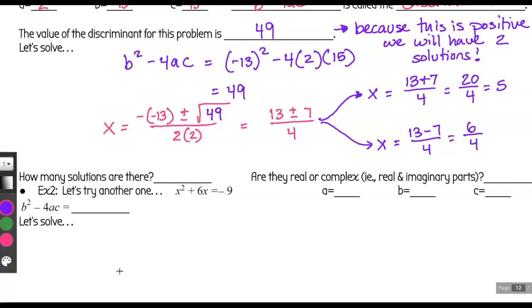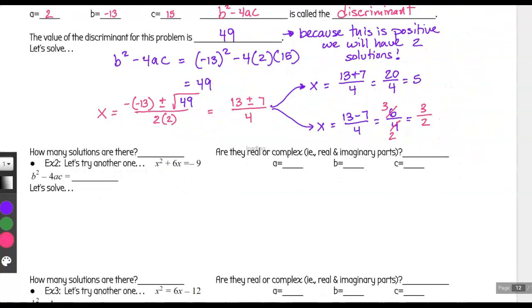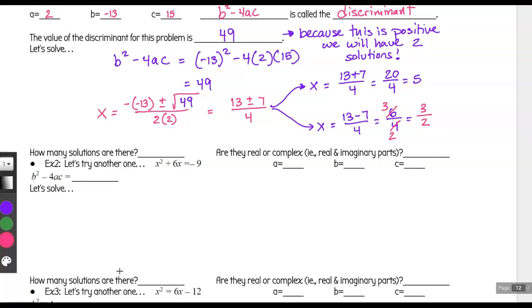Can we divide 6 by 4? No. What does this simplify to? Yes, because 2 can go into both of these. 6 divided by 2 is 3. 4 divided by 2 is 2. So we have 3 halves. So these are our two solutions. X equals 3 halves and x equals 5.